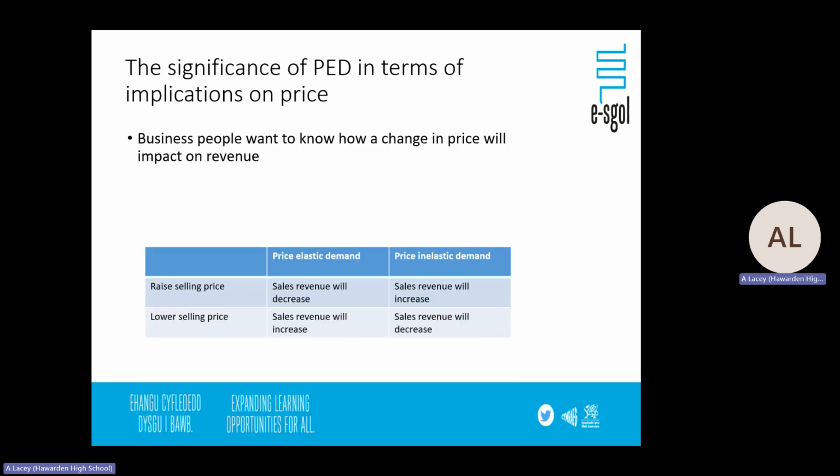Well, business people want to know how a change in price will impact on revenue, and this will help determine whether a change in price is a good or bad decision for the business. So if I just go back there, raising selling price with elastic demand, sales revenue will decrease, as we know, and sales revenue will increase with inelastic products. And lowering price with an elastic demand product, sales revenue will increase, and with inelastic demand, sales revenue will decrease.